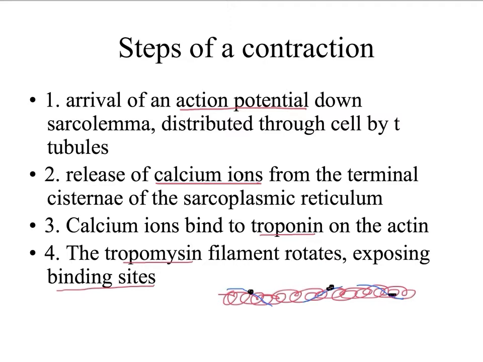Now just picture again what's going to happen. The calcium is going to bind to the troponin, and it's going to pull this whole tropomyosin kind of away. It's going to kind of rotate it in that direction. And that's going to expose the binding sites. And then what's going to happen, the myosin heads are going to come up and bind to the binding sites. So draw the myosin down there.